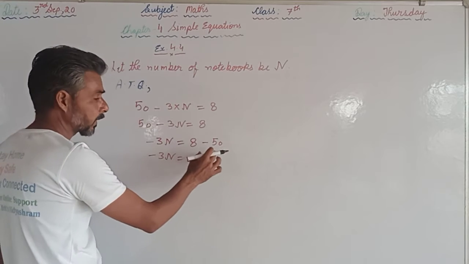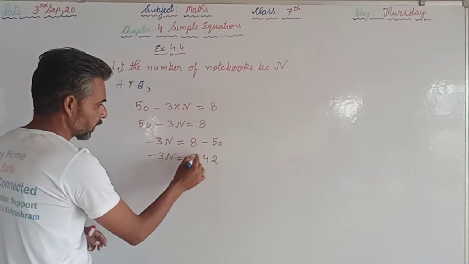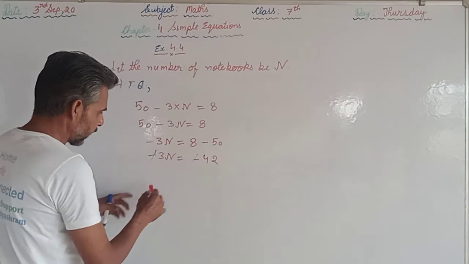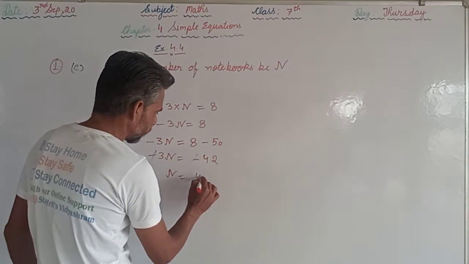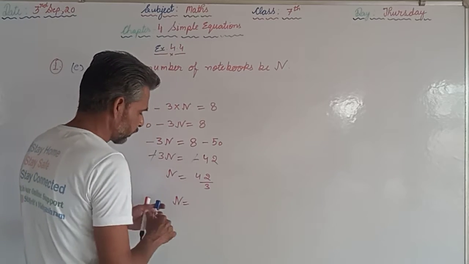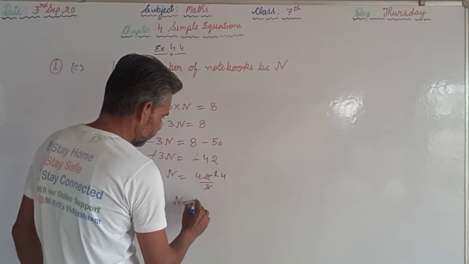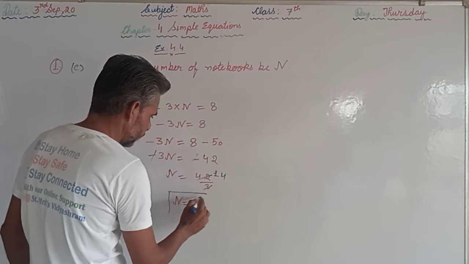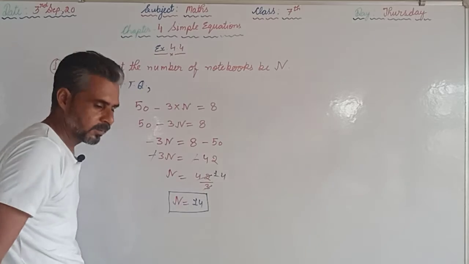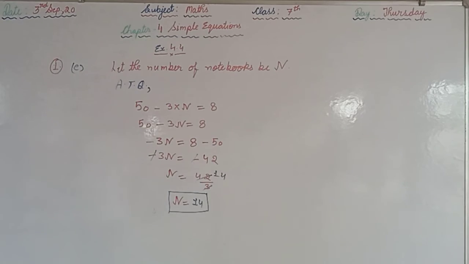Now we are supposed to subtract, 50 minus 8, that is 42. From here minus cancelled out with minus, and n will be equal to 42 upon 3. It implies n will be equal to 14, because 3 ones are 3 and 3 fours are 12, means 14 notebooks are there with Munna. So like this we are supposed to proceed.